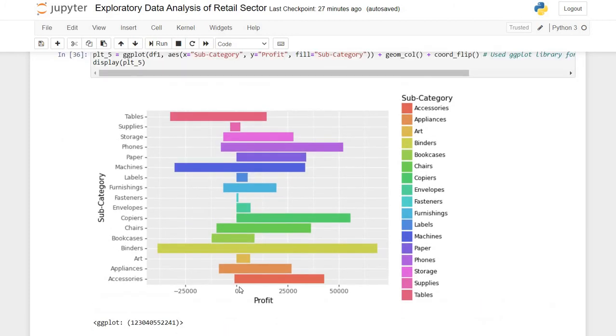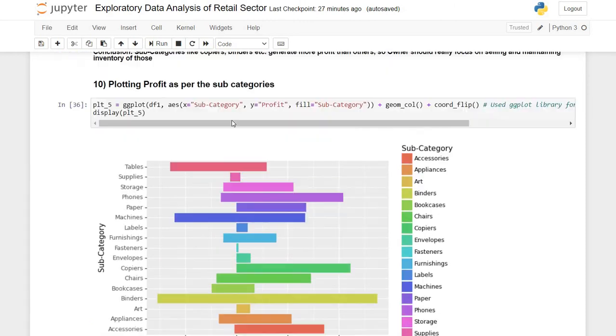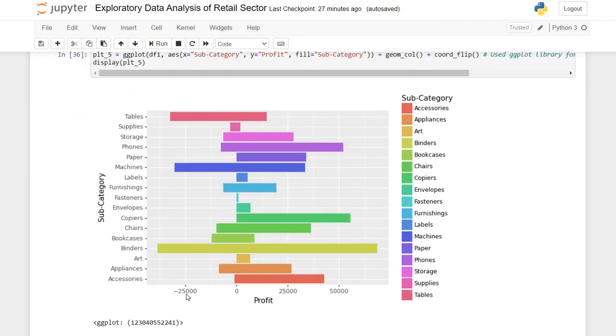Suppose the profit of the subcategory tables, we'll be plotting the range exactly. So it will be in the range of minus 25,000 to around 10,000 for tables. Now by far we can see that the maximum range of profit and loss is seen in binders here. It will be from even more than minus 25,000 to even more than 50,000, and maximum profit, only profit, is seen in the copiers here. It does not incur any loss. So maximum profit is even more than 50,000.